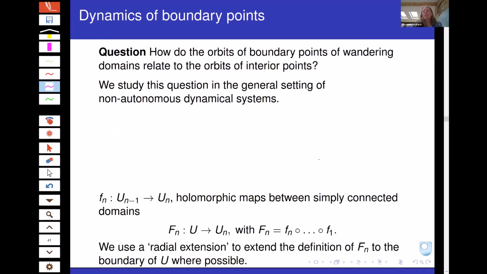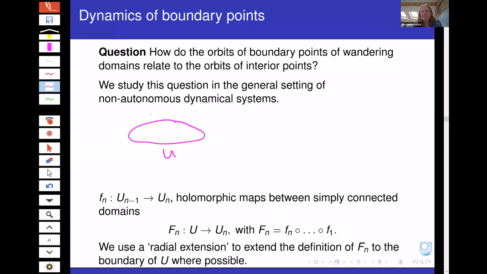Okay, and I put this note at the bottom. For wandering domains, obviously your function is well defined on the boundary, and everything's nice. But if we're looking at this general situation where we've just got a simply connected domain U, then we need to think about whether our function can be extended out to the boundary or not. And we use the idea of a radial extension to extend the definition of our function to the boundary of U where we can. And I'm going to fling that in Phil's direction, so he's talking next, and he'll say a little bit more about what we mean by a radial extension and how we do that. But I say for wandering domains, we don't need to worry about this. Our function obviously is defined on the boundary, and it's all nice.